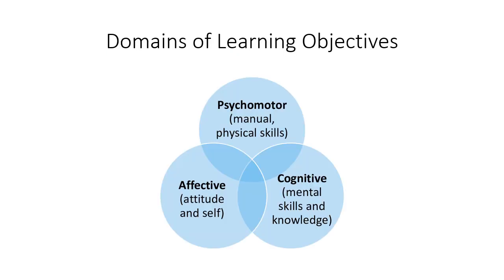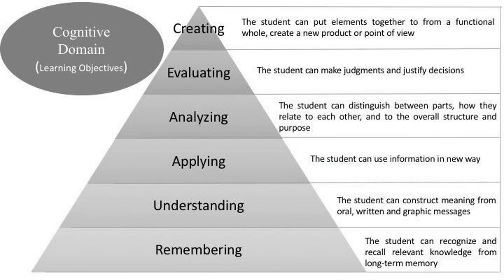As you see in the figure, the learning objectives can be classified into three different domains, which are the cognitive domain, which is related to knowledge, the psychomotor domain, which is related to skills, and the affective domain, which is related to attitudes. The cognitive domain aims to develop the mental skills and acquisition of knowledge of the individual.